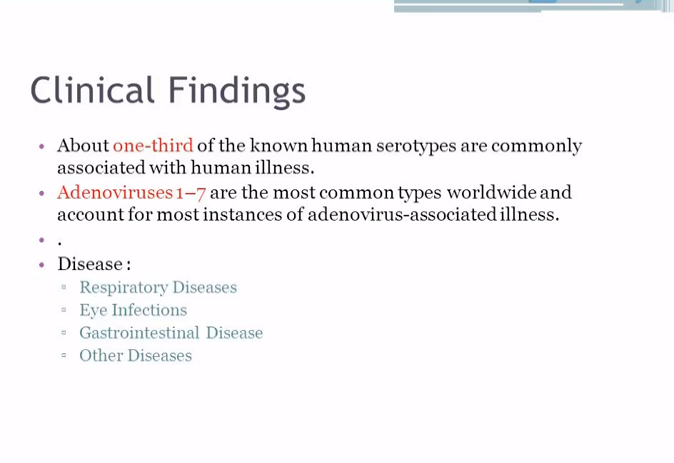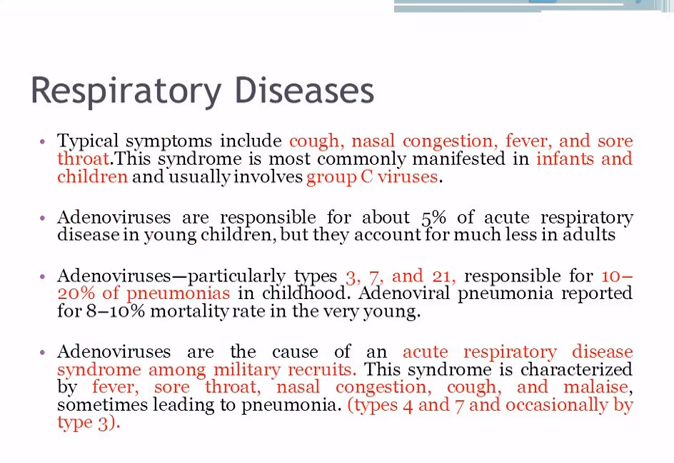Clinical findings. About 1/3 of the known human serotypes are commonly associated with human illness. Adenoviruses 1 to 7 are the most common types worldwide and account for most instances of adenovirus-associated illness. Disease: respiratory diseases, eye infections, gastrointestinal disease, other diseases.